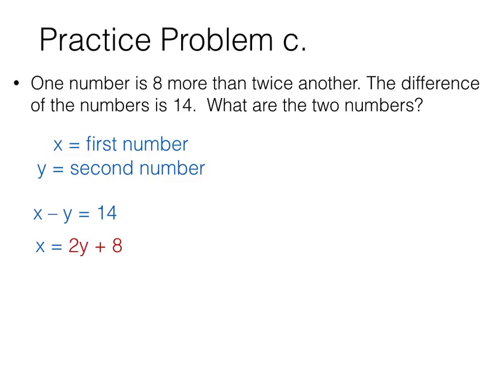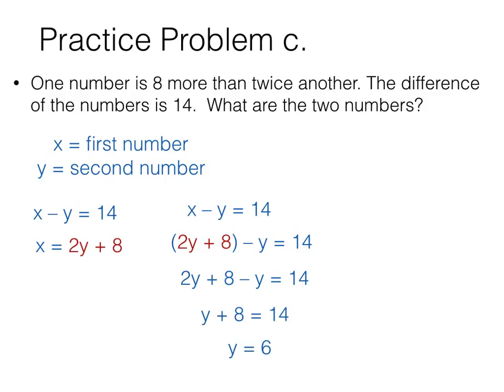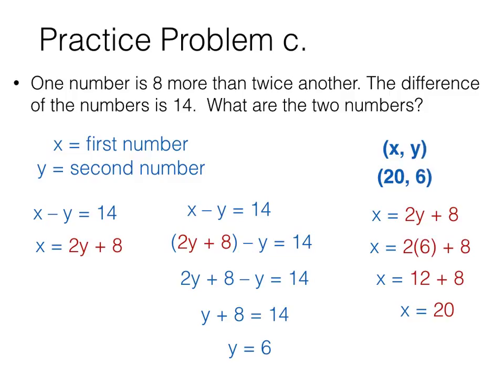Okay, so I'm going to use substitution. And that expression in red, I'm going to substitute in place of x in this equation. 2y plus 8 minus y equals 14. I do not need the parentheses. I'm going to combine like terms. I'll subtract 8 from both sides. And I get that the smaller number is 6. x is equal to 2 times 6 plus 8. x equals 12 plus 8. x equals 20. So my two numbers are 20 and 6.